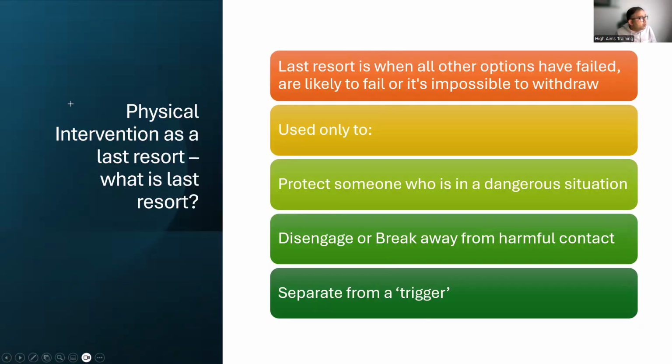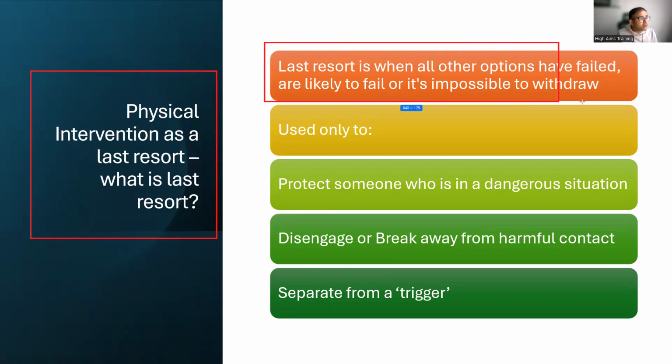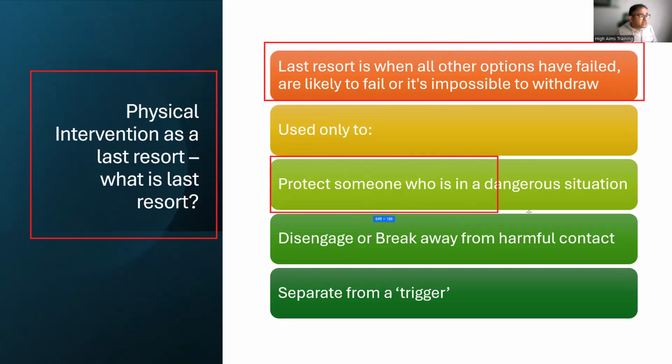Now remember, I told you physical intervention is a last resort. You can use physical intervention, but only as a last resort. Now, what is the last resort? Let's have a look. Last resort is when all other options have failed and are likely to fail, or it's impossible to withdraw. Okay? It is used only to protect someone who is in a dangerous situation.